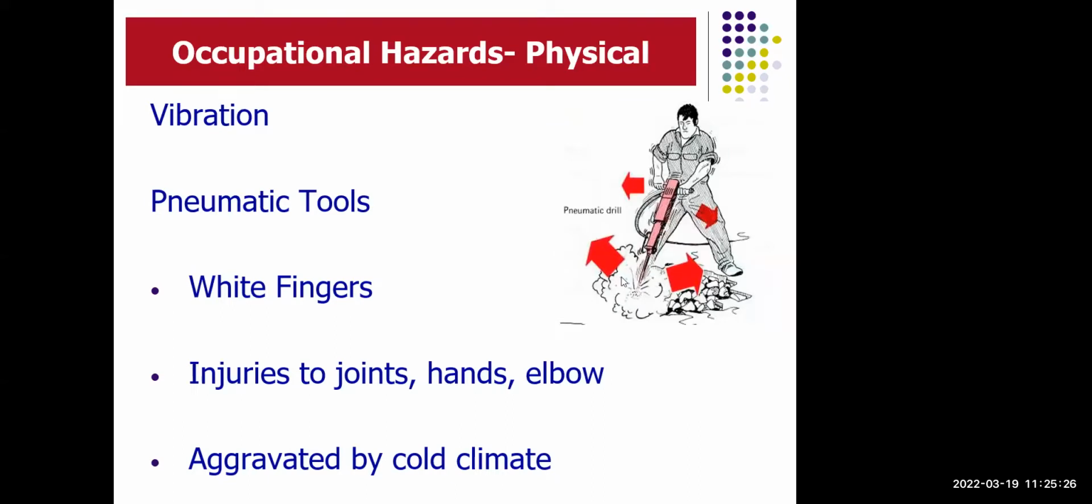What happens after years of exposure, when the person keeps using this, is that his blood vessels go into spasm and the fingers become white. That mainly happens in a cold climate, not as much in a temperate climate like India, but it will happen in a cold climate. It can also cause injury to joints and elbow, aggravated by cold. So this is due to localized vibration. Here his whole body is not exposed, but his fingers and hands are exposed.